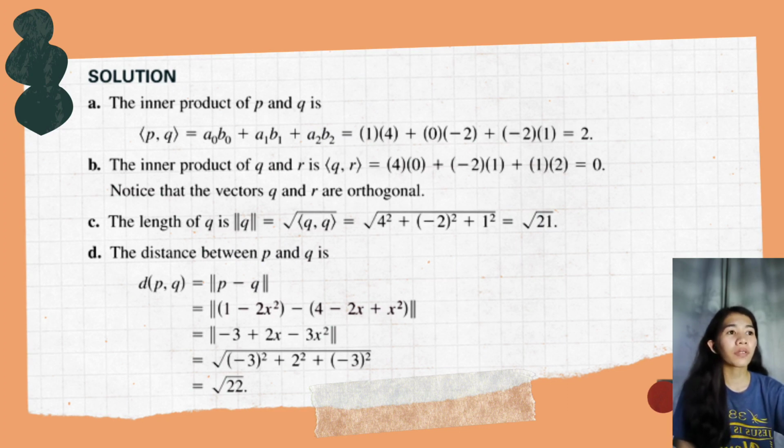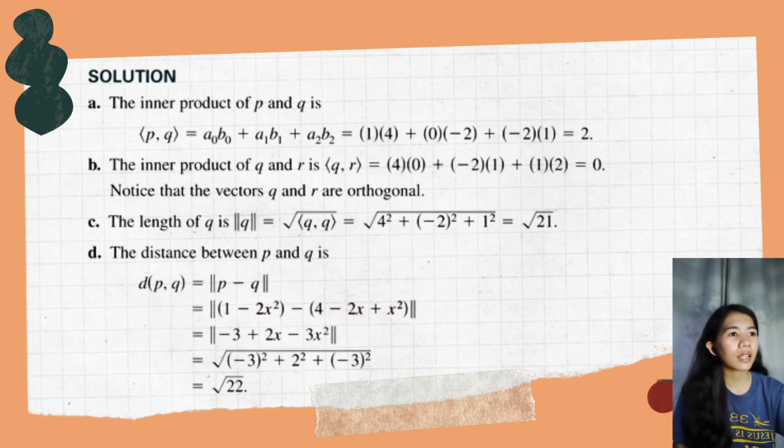So in letter C, we'll find the length of q, and we know that the length of q is simply the square root of the inner product of q with itself. So here the values of q are 4, negative 2, and 1. So we will square them: 4 raised to 2 plus negative 2 raised to 2 plus 1 raised to 2, and its square root is the square root of 21.